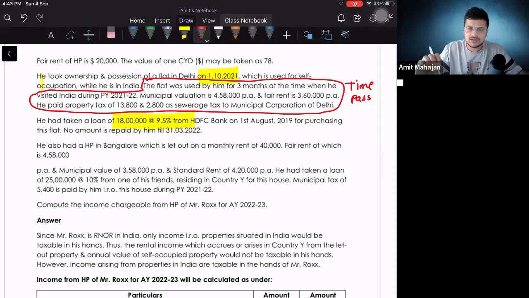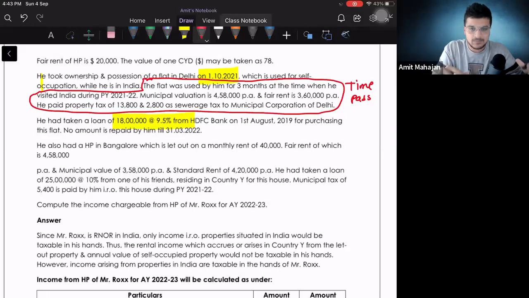Again, whenever you have any doubt, please draw the timeline. Timeline, what do you call it? Yes, timeline. So identify the timeline and see that if I'm standing on 1/10/2021 and I look back, I can see 31st March 2021. So interest paid prior to 31st March 2021 will be considered as pre-construction interest or pre-construction period, and after 1/4/2021 it is the post-construction period.